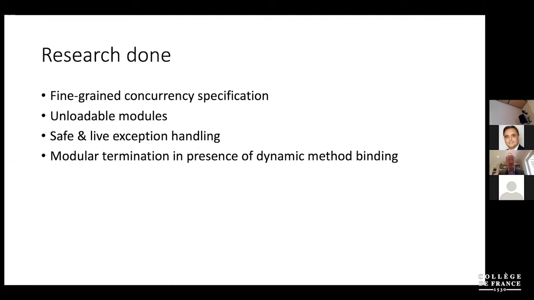And then we also looked at how to verify termination of programs that have dynamic method binding. That is, object-oriented programs with virtual methods. How can you modularly verify termination of these programs? And all of these things we implemented in VeriFast to test them on larger programs to see if these ideas were actually applicable. And when I say larger, I mean 1,000 lines instead of just 10 lines like you do in a paper.